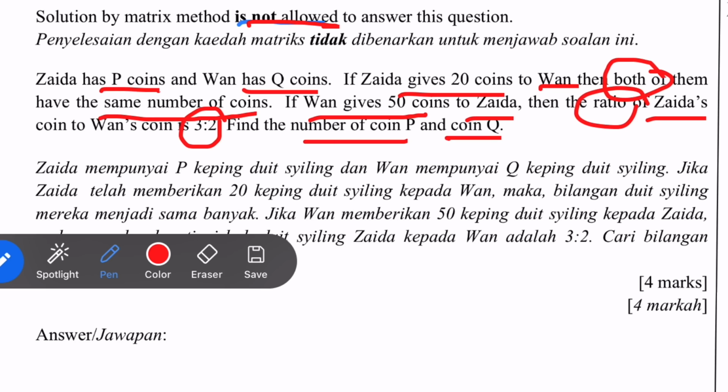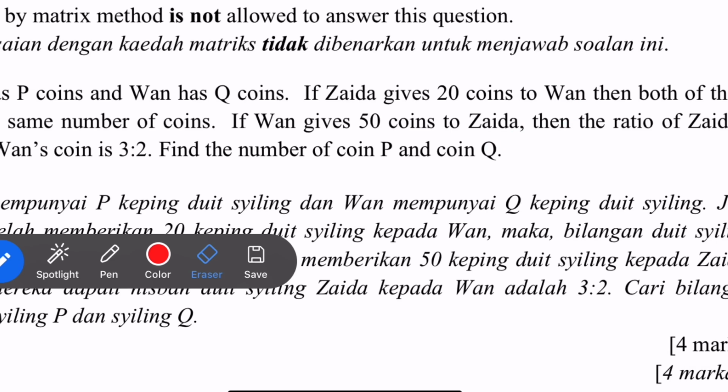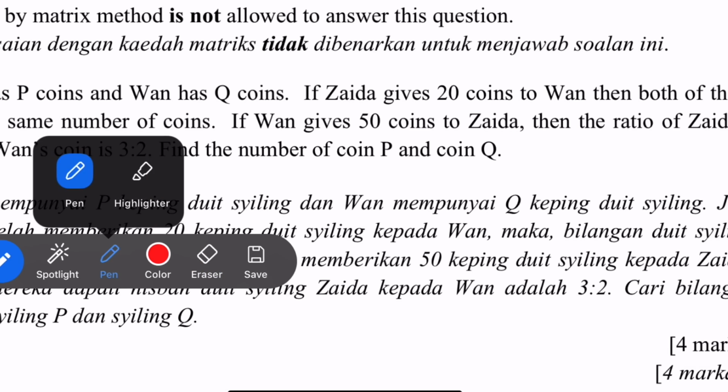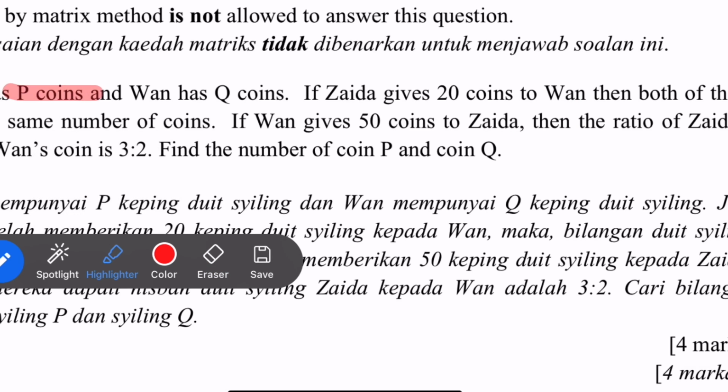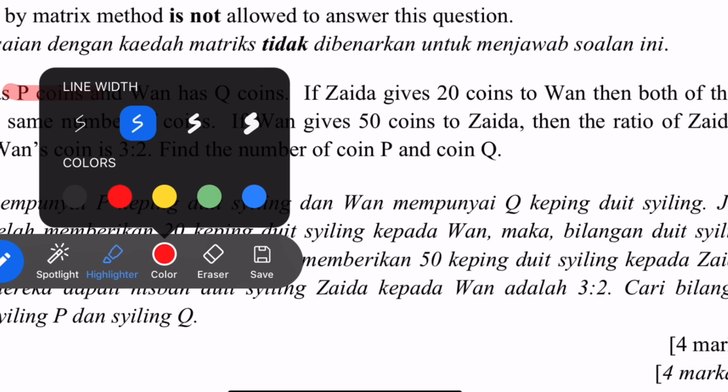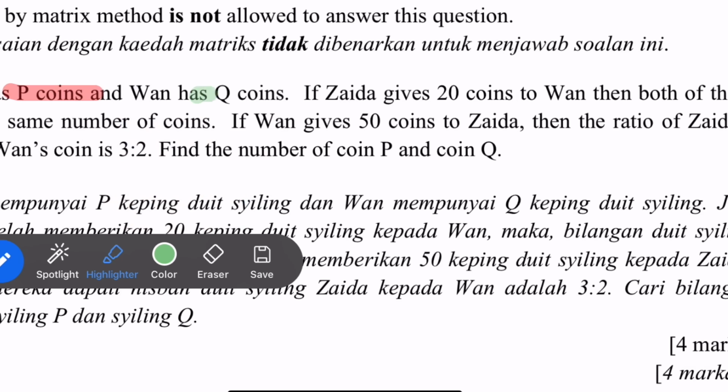As you can see, the ratio is very important, ratio 3:2. So let's see how to work out a HOTS question like this. It is a HOTS question on simultaneous equations. Let's see how to solve it right now. As I say, we need to understand the question. So P coins, highlight, use a highlighter. Q coins, you highlight again.